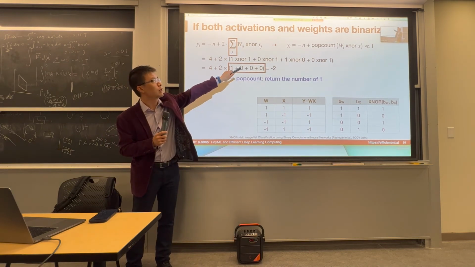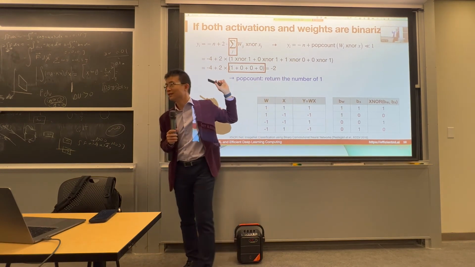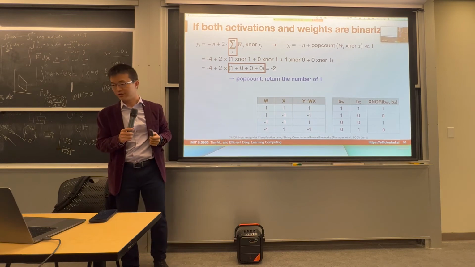Any questions so far? Why XNOR becomes this simple equation? Okay, good.